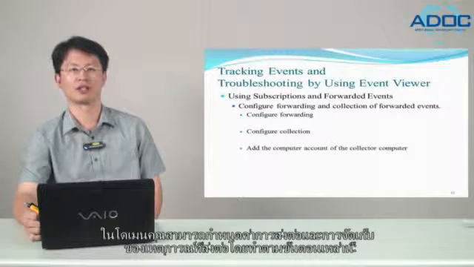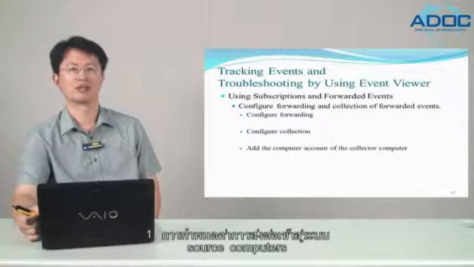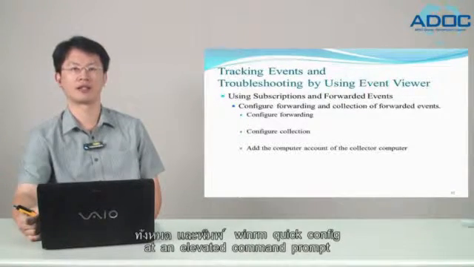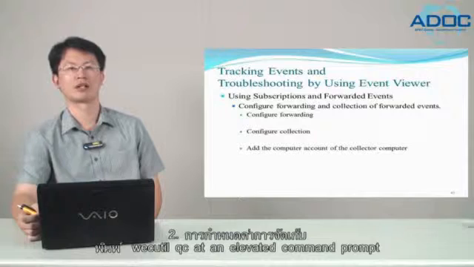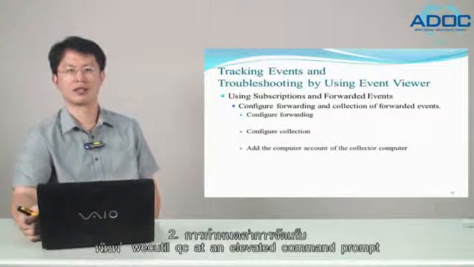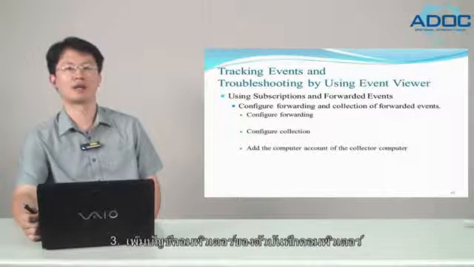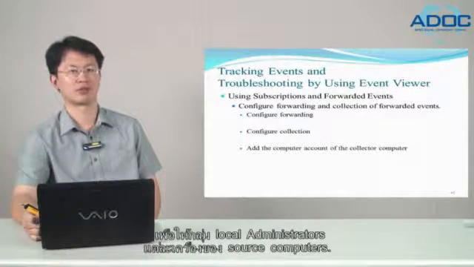In the domains, you can configure forwarding and collection of forwarded events by following these steps. First, to configure forwarding, log on to all source computers and type winrm quickconfig at an elevated command prompt. And second, to configure collection, type wecutil qc at an elevated command prompt. Add the computer account of the collector computer to the local Administrators group on each of the source computers.